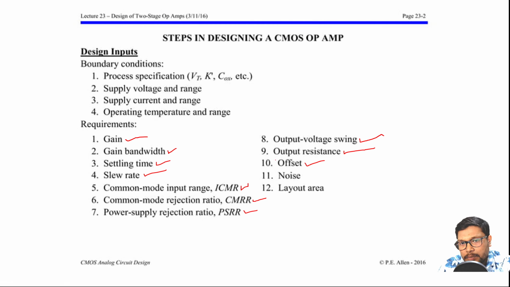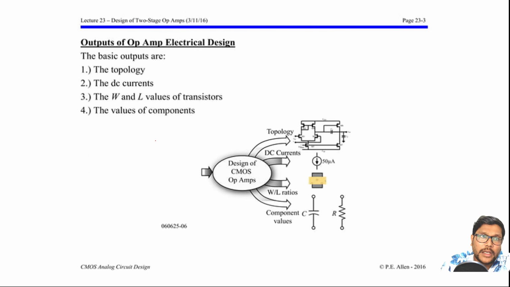This offset also depends on the gain. If our gain is more, the offset will be less. If our gain is less, our offset will be more. Noise, okay. And layout area means how much area you have been given, so that will be in the area specification, and within that area you have to do the design, meaning the length and the width you cannot increase as you wish.